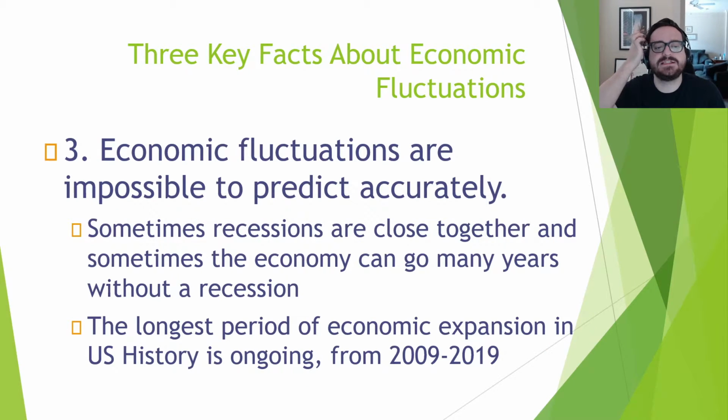The last one is, and it's important to mention this from the standpoint of, what can we do? It's really impossible to predict economic fluctuations accurately. These recessions can be close together, they can be far apart. The longest period of consistent growth, up to COVID, was between the recession of 2008 to 2009, so we kind of got out of it, to COVID was the longest consistent period of economic growth in our country. It's about 10 and a half, 11 years of consistent economic growth. That is very hard for us to do.